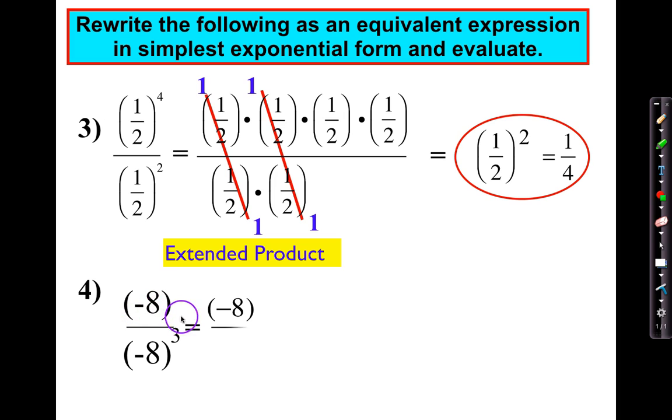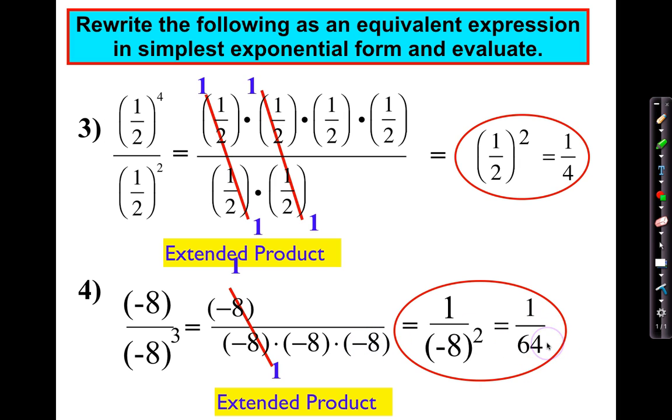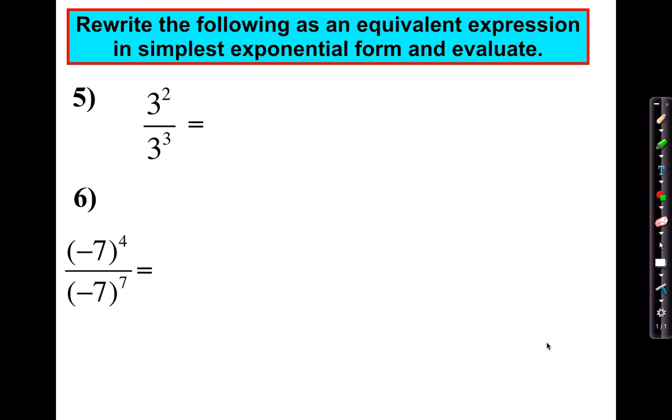So for number 4, hopefully you wrote it as -8 over -8 repeated 3 times. I'm going to cross-reduce as many -8s as I can from the numerator and denominator. It only happened once, leaving me with 1 over -8 squared. So there's my exponential form, but taking it a step further to evaluate, I'm going to multiply it out. Of course, a 1 is going to be a 1, but here -8 times -8 will turn it into a positive 64. So there are your answers. So hopefully you got those right. If not, please take a second look at this video and check to see where things went wrong.